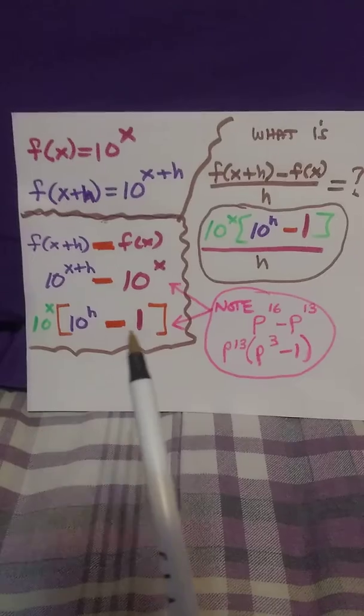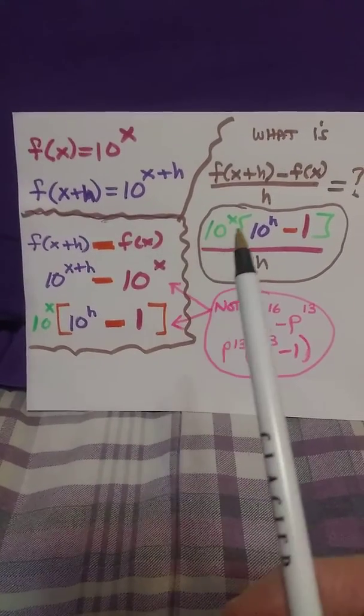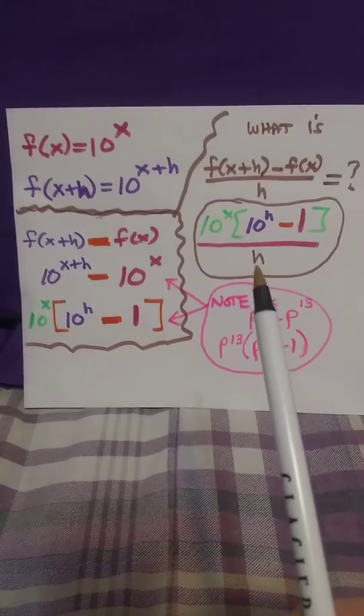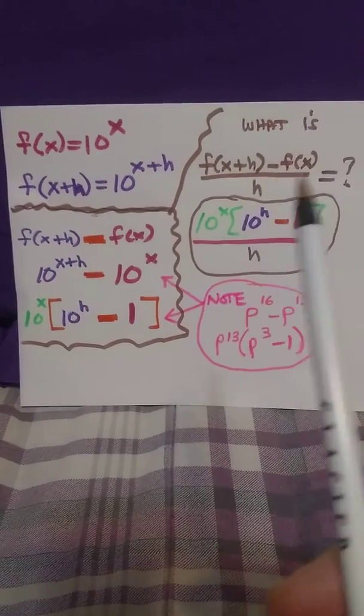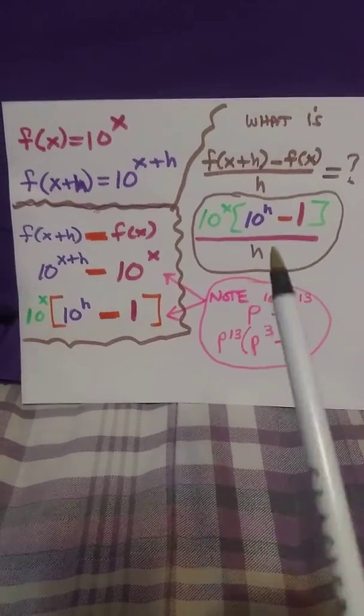So this green and purple and red item goes in the numerator. The denominator is just h, and that's pretty much what you were supposed to prove, that the expression here is 10 to the x times this factored form over h.